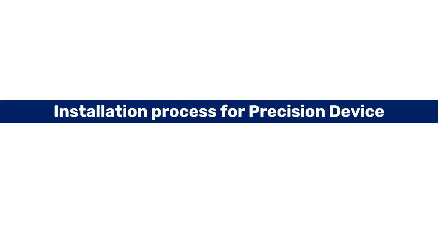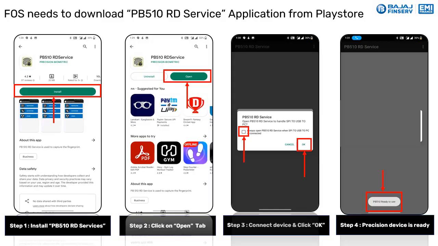For Precision, it's even simpler. Go to Play Store, search for PB510RD service, install it, click on open button, allow the permission over here which says OK, and you will see a message which says Precision device is ready. This is how the eKYC process needs to be completed.